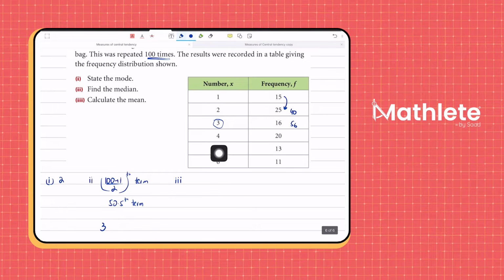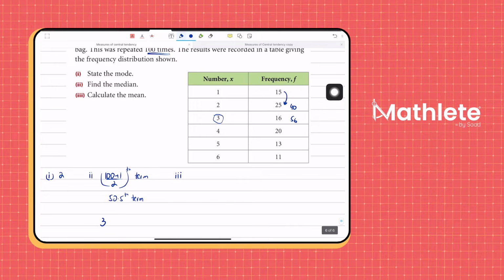Okay, remember this data that we have in group form, this is not how it must have been. In fact, this is not how it was before we formed a frequency table. It must have been in discrete form. For example, the frequency of 1 is 15. What does that mean? That means 1 must have occurred how many times? 15 times. The frequency of 2 is 25. That means 2 must have occurred a total of 25 times. The frequency of 3 is 16. That means 3 must have occurred a total of 16 times.